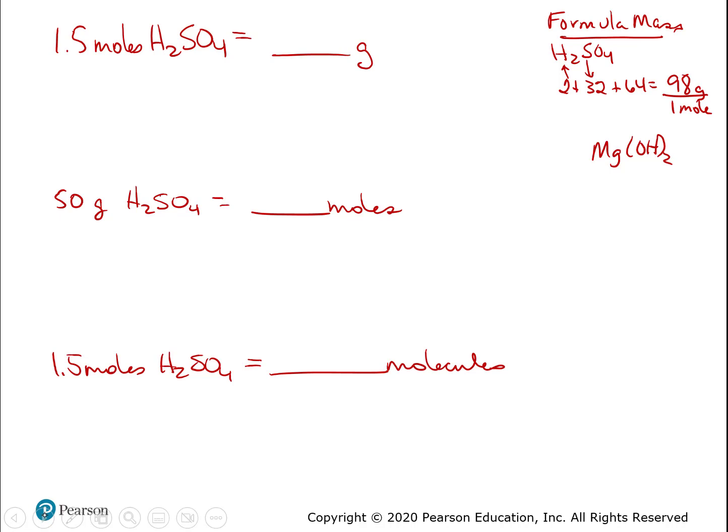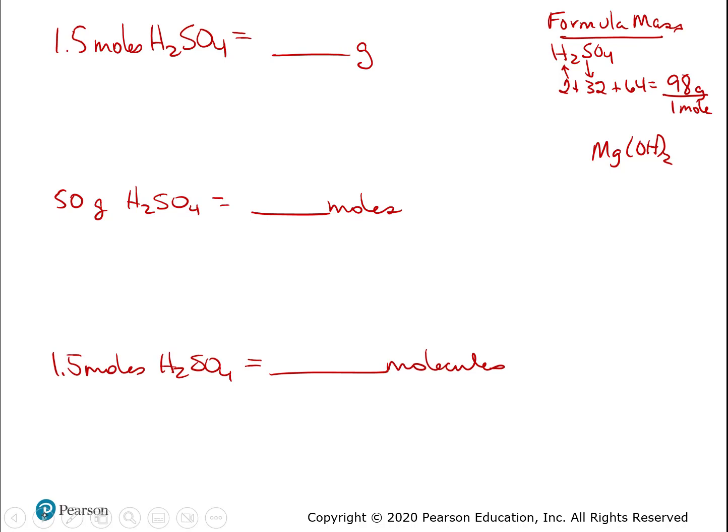For the molecules we use the big numbers, and then for the grams we use the formula mass. Okay, that's what I was confused about. I thought, then why don't we do all these if we use the other? These are just the two things you can do with moles. If you do moles and grams, or grams and moles, then you know you need to do formula mass.